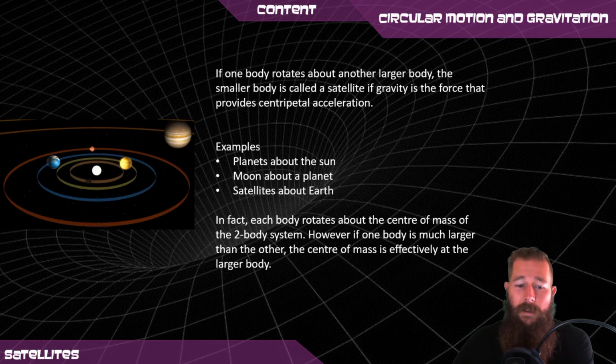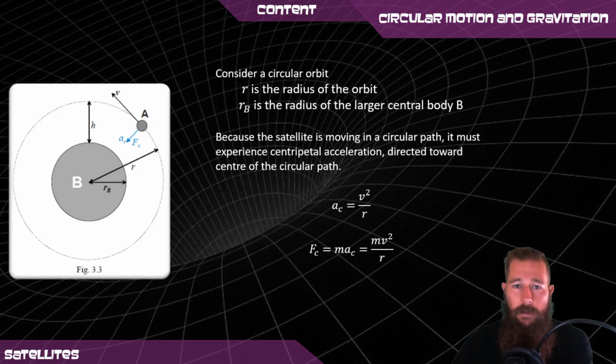In fact, each body rotates around the center of mass of the two-body system. However, because one of the bodies is significantly larger, the center of mass is effectively at that larger body. So let's consider a circular orbit, with r being the radius of the orbit and rb the radius of the larger body, so the radius of the Earth, for example.